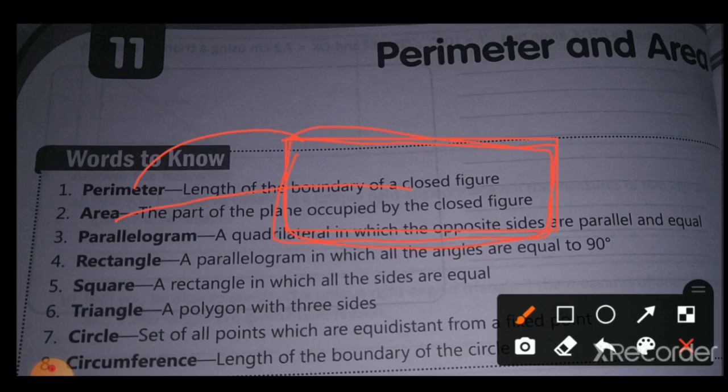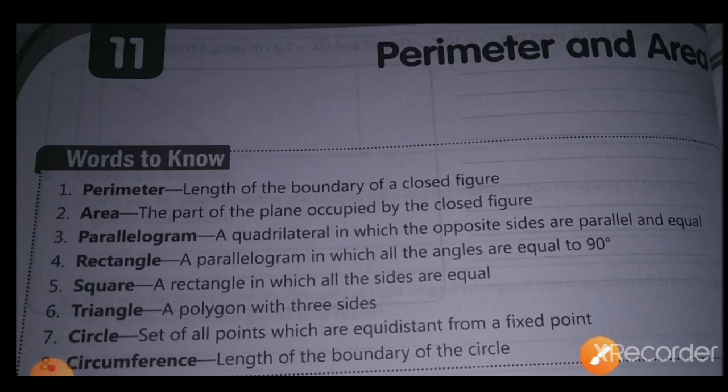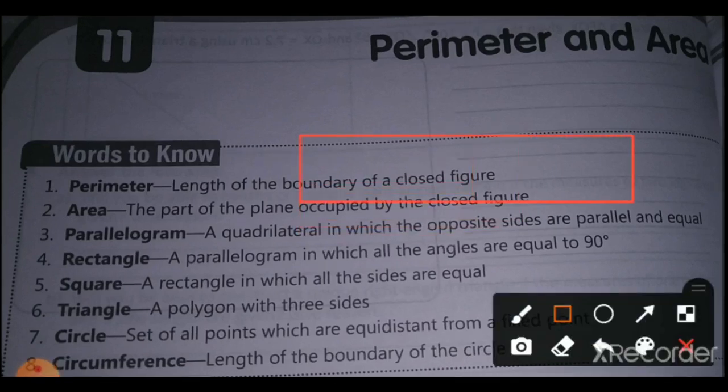Now a rectangle is like this, in which all the angles are 90 degrees. This is 90 degrees, this is 90 degrees, this is 90 degrees, and this one is also 90 degrees. This is called the rectangle. And a square is like this, a rectangle in which all the sides are equal. All these sides are equal in length. This is called a square.